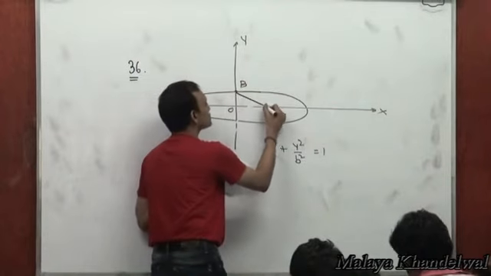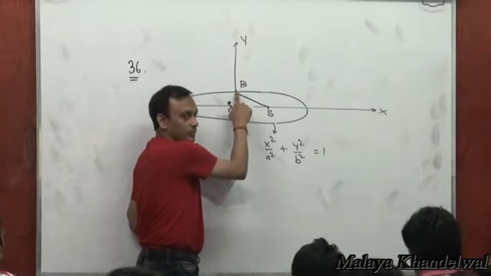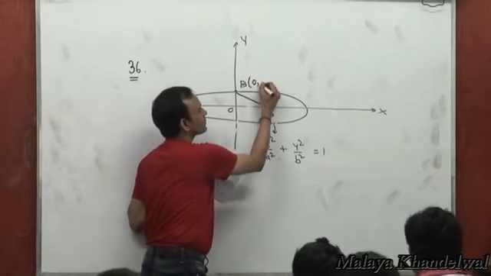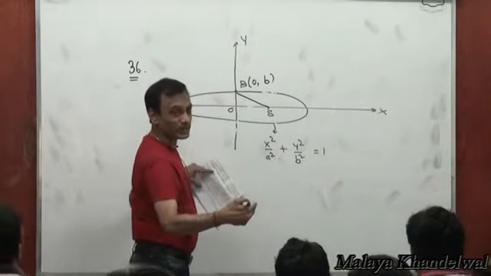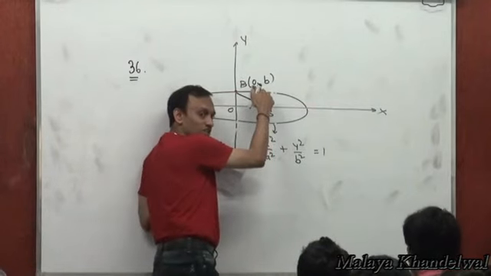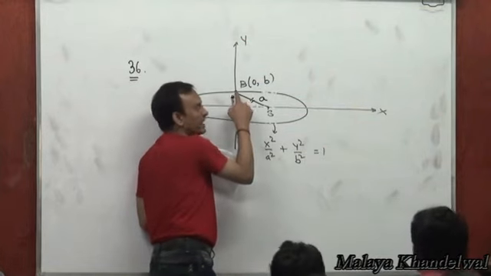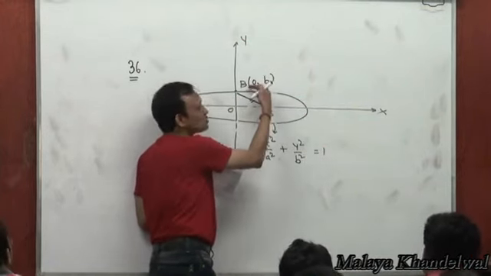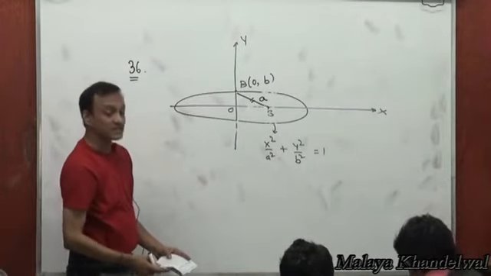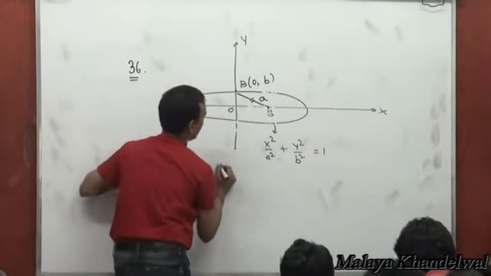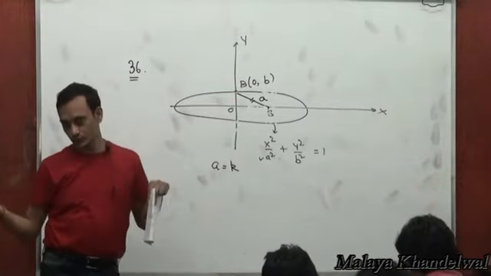This distance of the focus from the point, this is like x is 0, y is b. So this distance is a plus ex1. x1 is 0 for this point, so it will be simply a. The distance of the focus from the end of the minor axis will be a plus ex1, and x1 is 0 for this point. So this is a, and that's given to be equal to k. So a is k, and this a is known.